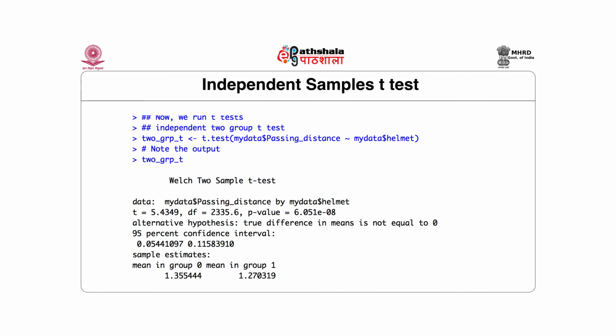R gives you the outputs. It first puts out the data, then it shows you the t-statistic, then the degrees of freedom, and a p-value. You can see here that the p-value is very high. What does this p-value indicate to you? This p-value tells you that the data that you had obtained, in other words, the averages of the passing distance for the bikers who were wearing helmets and the bikers who were not wearing helmets, that difference would be, the true difference would be 0.